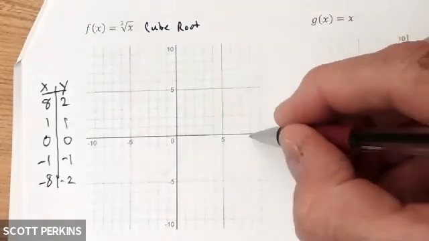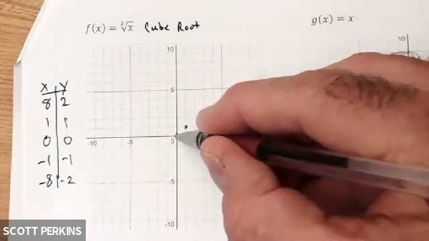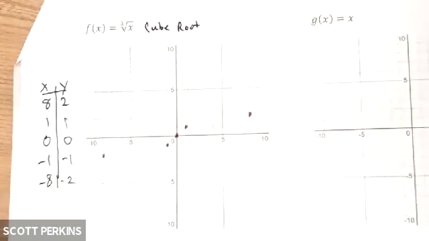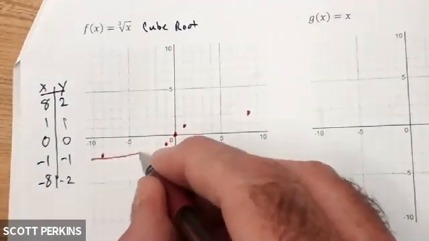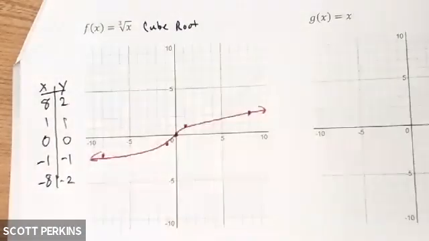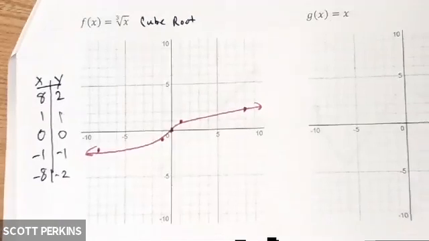So 8 gives me a value of 2, 1 gives me a value of 1, 0 gives 0, -1 gives -1, and then -8 gives -2. And there's my graph right there. It looks very similar to the cubic function on the previous page, just going left and right instead of up and down. And again, we'll talk about why that relationship is true, because there's a reason they look the same, when we get later in the class.